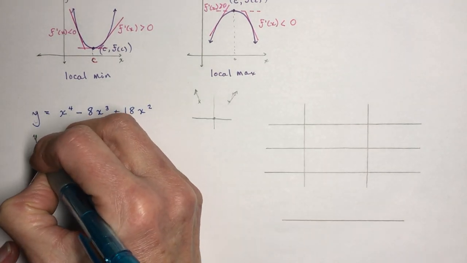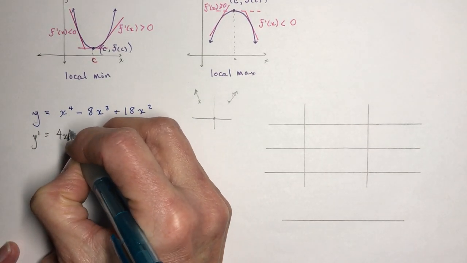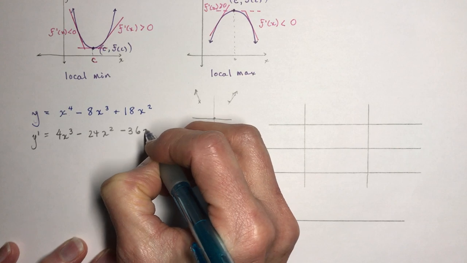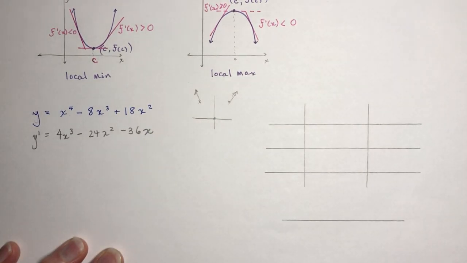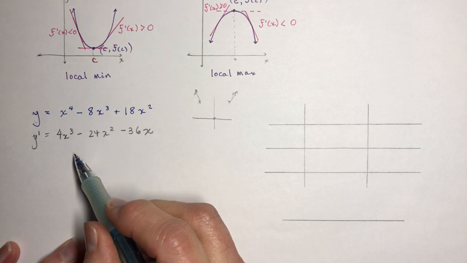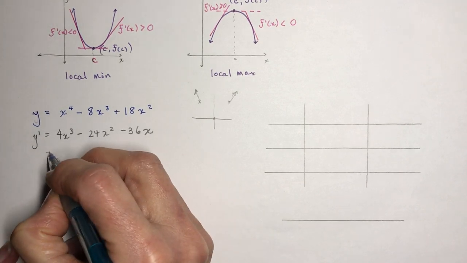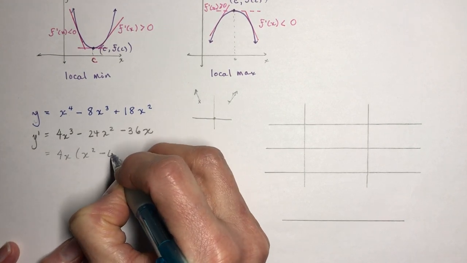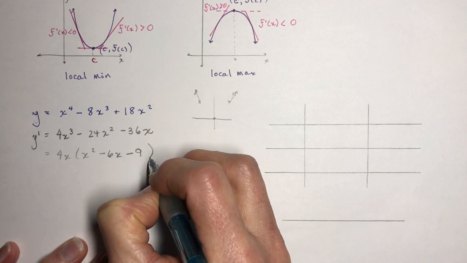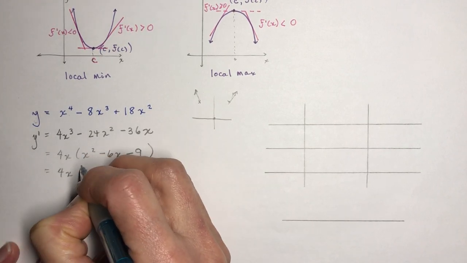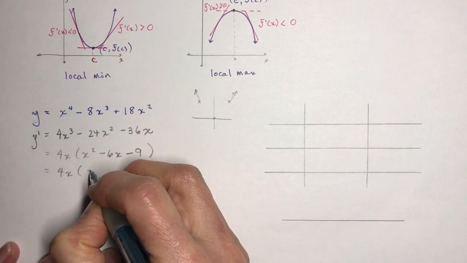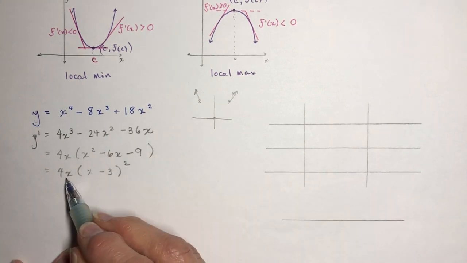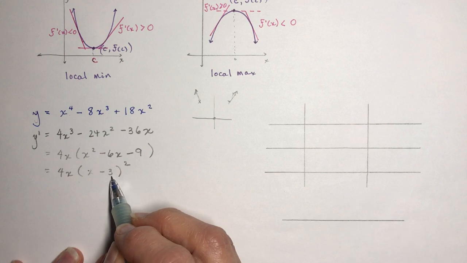Okay, so let's take the derivative. So we say y prime, and by now I'm sure you're pretty good at taking derivatives. And once I do that, I can see that I have a common factor here of 4x. I can take out of each one of these terms. So I'm going to factor out 4x. That's going to give me x squared minus 6x minus 9. And that looks like a perfect square trinomial, doesn't it? So this is x minus 3 quantity squared. Okay, so I do have an x-intercept of 0, and I have an x-intercept of 3.